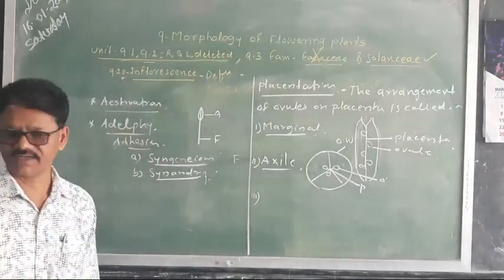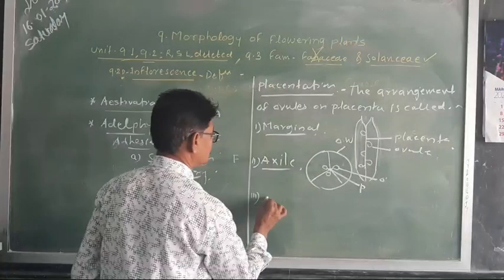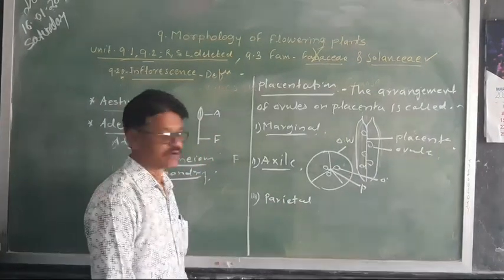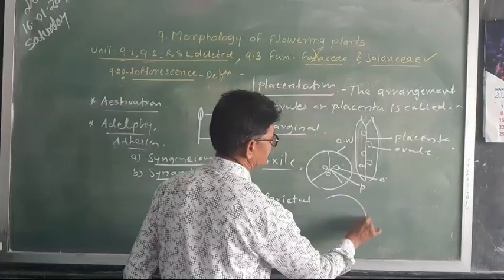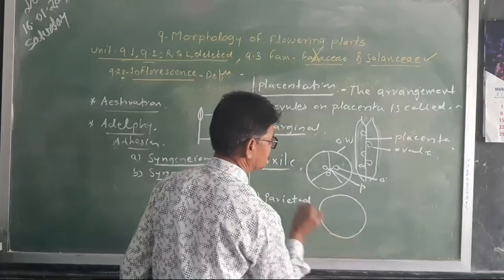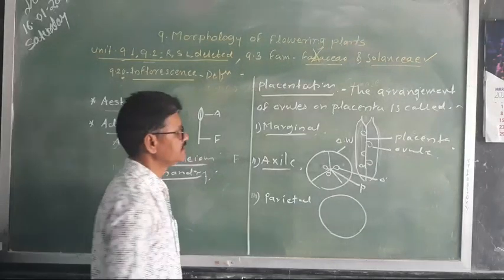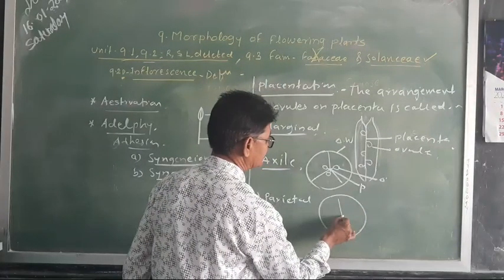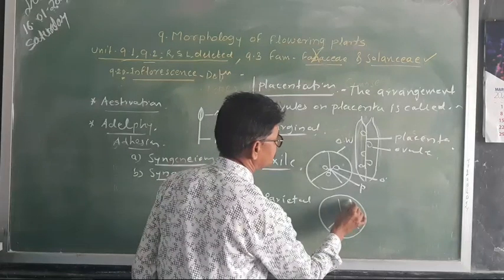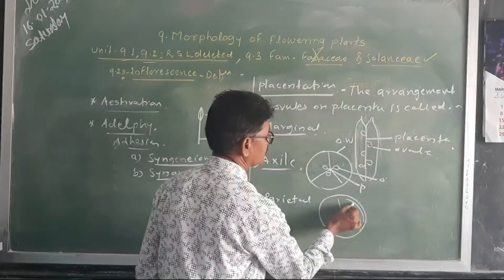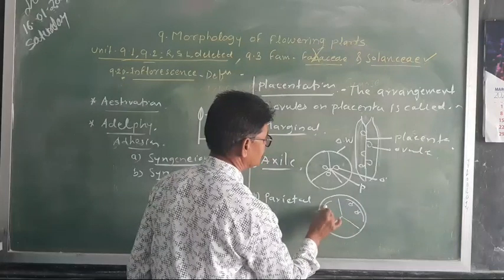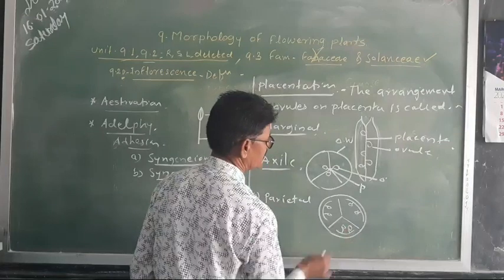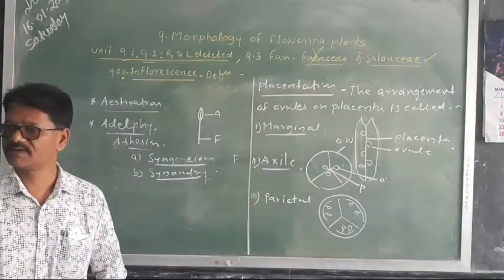The third one is parietal type of placentation. What is parietal type of placentation? This is the ovary wall. Here such type of axes are formed, but ovules are attached to the inner wall like this. For example, cucumber, you can observe parietal type of placentation.